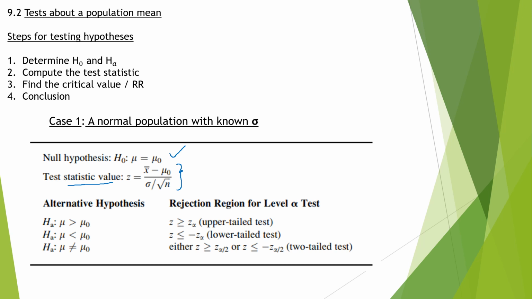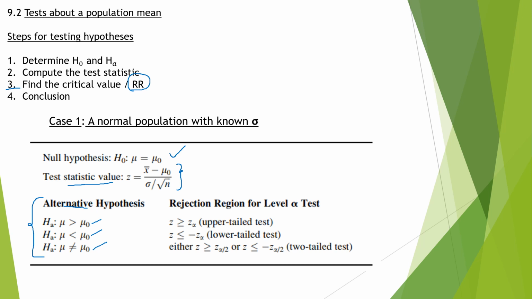It's a very common one, x bar minus the mean divided by its own standard deviation, so sigma divided by root n. Now, the alternative hypothesis could be mu is greater than mu 0, or mu is less than mu 0, or mu is not equal to mu 0. Now, the alternative hypothesis is really important because in step 3, we are going to find rejection regions, right? Now, rejection regions are based on the alternative hypothesis and not the null hypothesis.